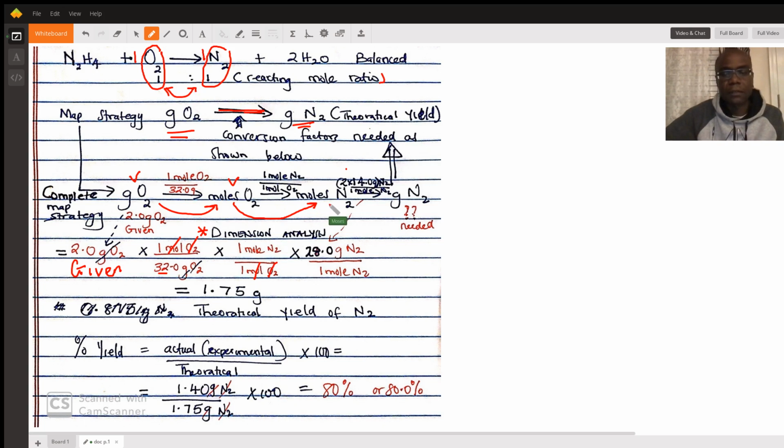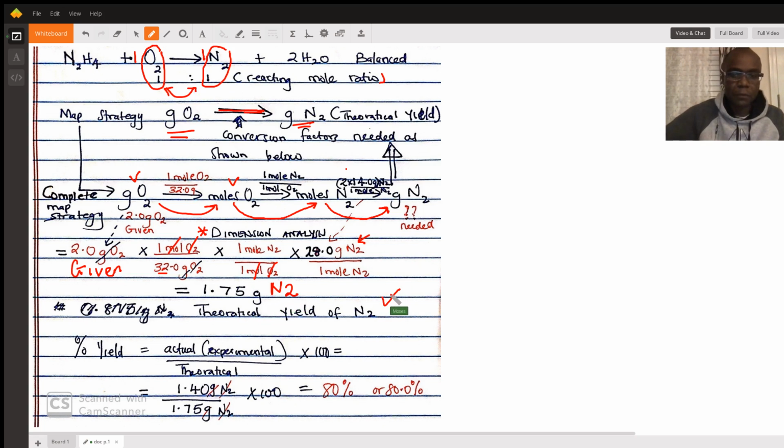Again, our goal is not to get moles of nitrogen as a theoretical yield, we want grams of nitrogen. So we multiply the moles by the molar mass of nitrogen gas. Each nitrogen in the nitrogen gas has a mass of 14, but we have 2 nitrogens, so the molar mass of nitrogen gas is 28. So when you do your multiplication, you get that the theoretical yield, the expected yield if there were no errors in the experiment, would be 1.75 grams. Okay, now you have your theoretical yield.